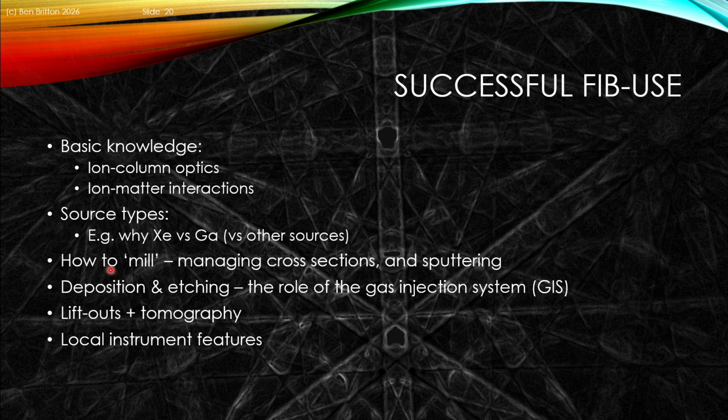When we're using this in anger, we'd like to know how to mill the material to manage cross sections and sputter yield, and that is also going to be linked to the understanding of deposition and etching, and specifically the role of the gas injection system. This will enable us to do things like lift out and tomographies, and we might want to appreciate the specific configurations of our local instruments. And this is effectively how this course is going to be echoed through the individual chapter sections a bit later.